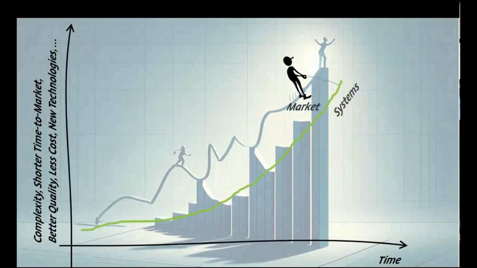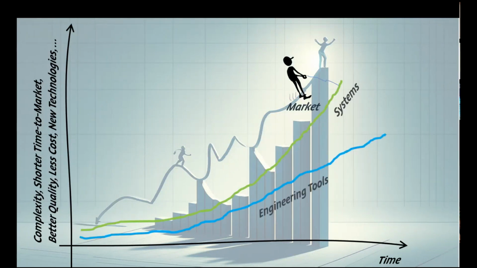The markets request ever more powerful systems. That's the vertical axis here. It's more complexity, at the same time shorter time to market, better quality, less cost, better features, and so forth. And the capability of our engineering tools must follow this curve. And people, of course, also play a crucial role here. The project heroes can develop even better systems despite our tool limitations.